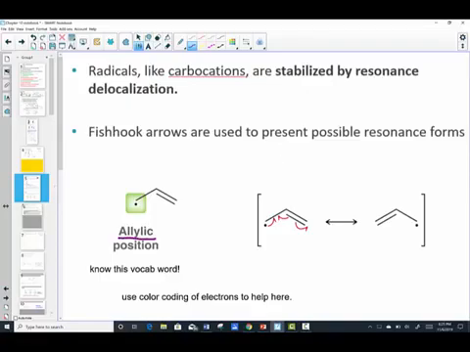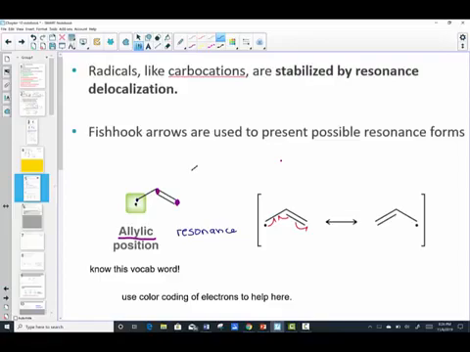position. These two carbons are involved in a double bond. The allylic position is one carbon adjacent to a double bond. If you see a lone electron on a carbon that's next door to a double bond, this has the ability to be resonance stabilized. Let's take a look at how that happens using fishhook arrows.